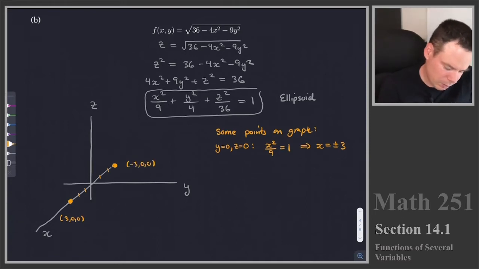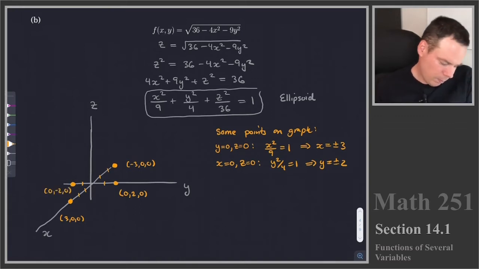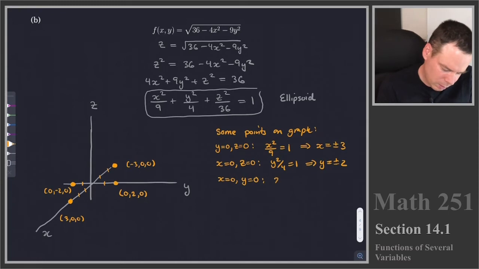What are some other points on it? Well, where does it hit the y-axis? To hit the y-axis, I need x to be 0 and z to be 0. And that gives me y squared over 4 is equal to 1, or y is equal to plus or minus 2. So it's going to pass through that point, and that point. So that's 0, 2, 0, and 0, negative 2, 0. And we can figure out where it hits the z-axis. That's where x is 0 and y is 0, and that's where z squared over 36 is 1.